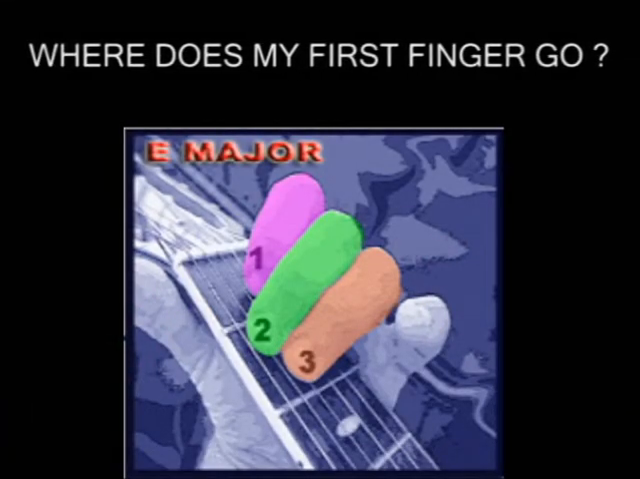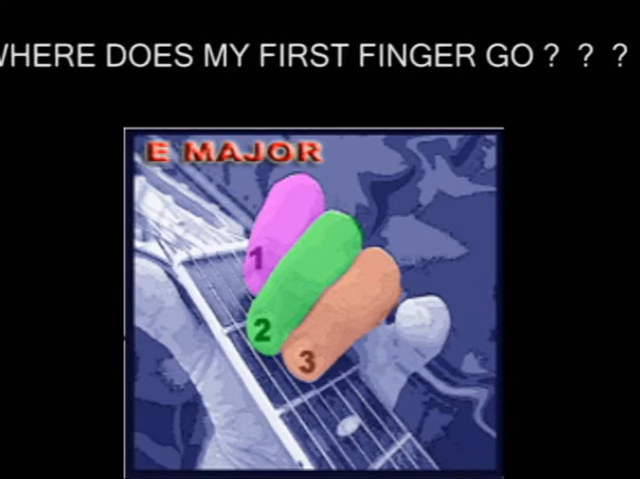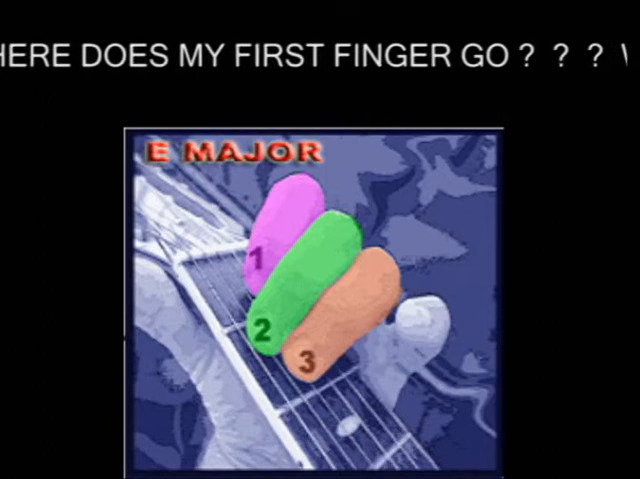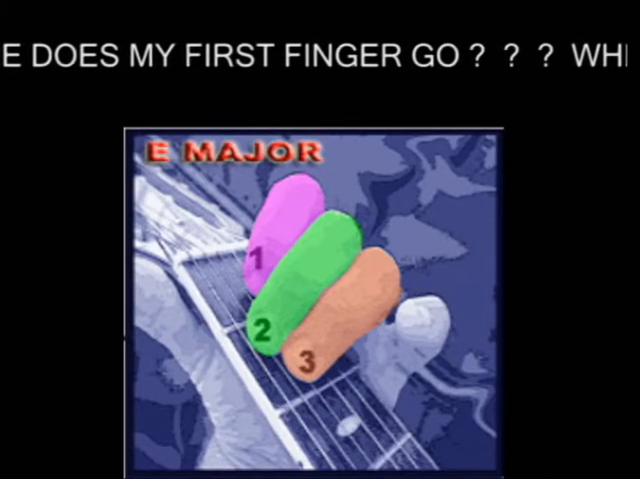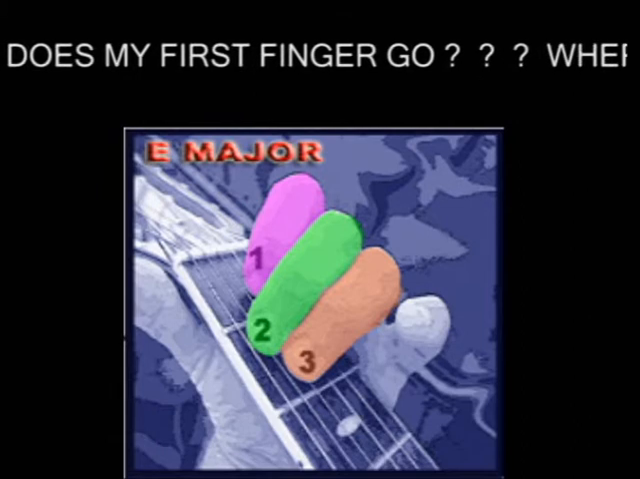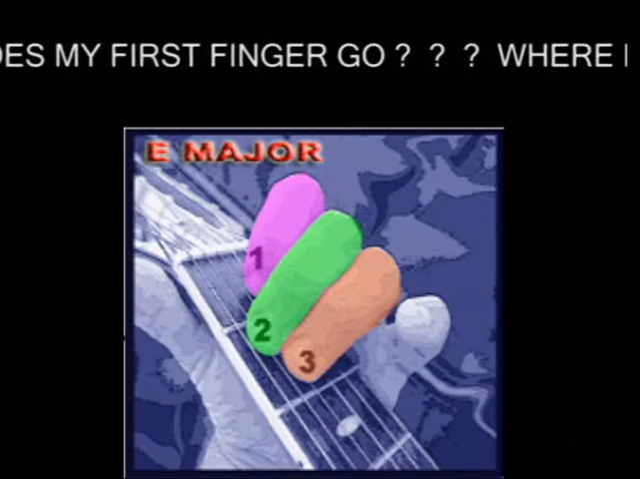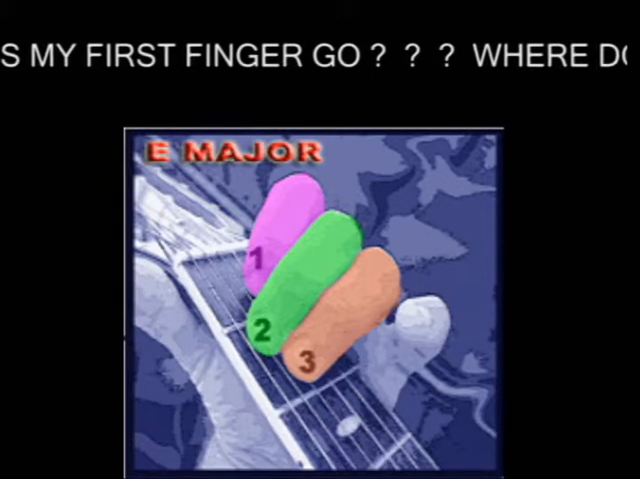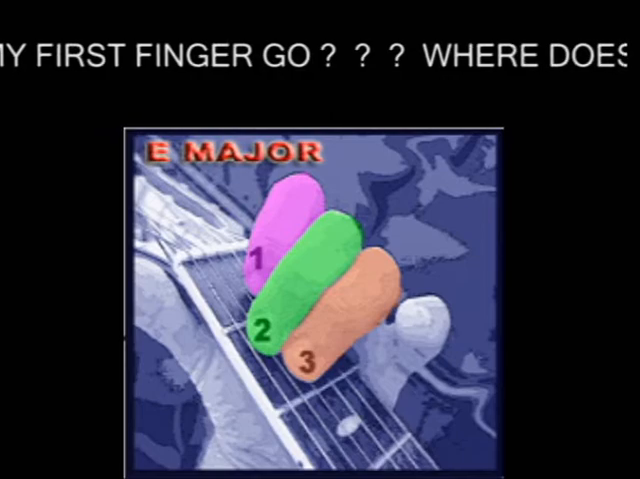And remember that question, where does my first finger go? If you've been visualizing and studying the diagrams, when you place your first finger in fret 1 of string 3, fingers 2 and 3 will automatically and magically fall right into place. Remember to visualize. Remember to move one finger at a time. And remember to ask yourself, where does my first finger go?